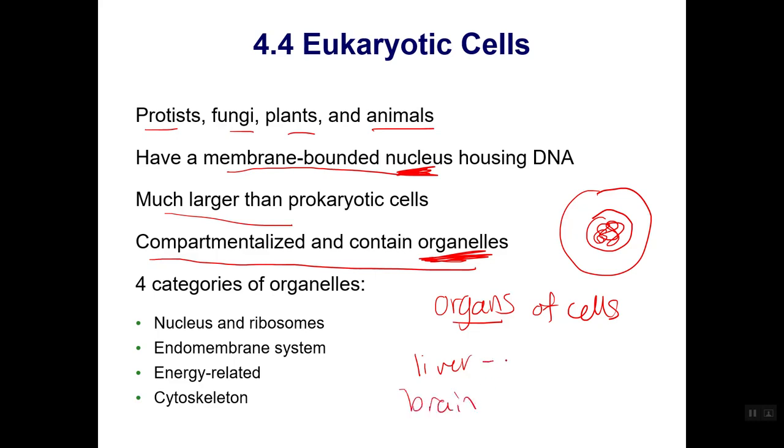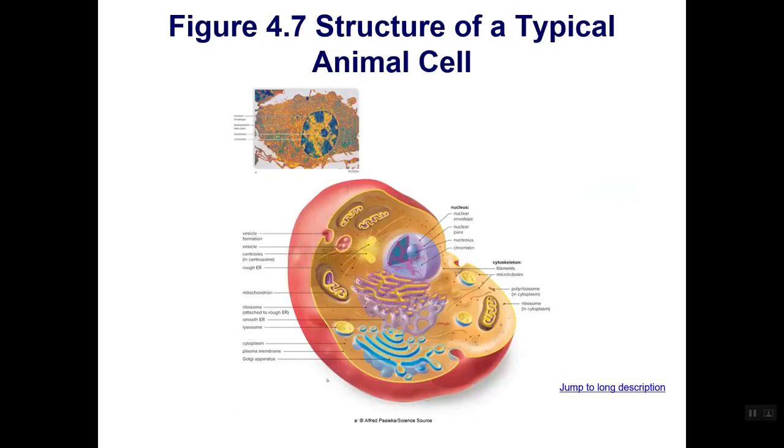Your liver has digestive functions. Your brain has nervous system functions, helps you think, helps you remember stuff. They're examples of organs of your body. Organelles are organs of the cells that have specific functions for them. There's 4 categories of organelles: nucleus and ribosomes, endomembrane system organelles, energy-related organelles, and organelles of the cytoskeleton, and we'll go into each one. Before we do, let's look at a typical structure of an animal and plant cell.